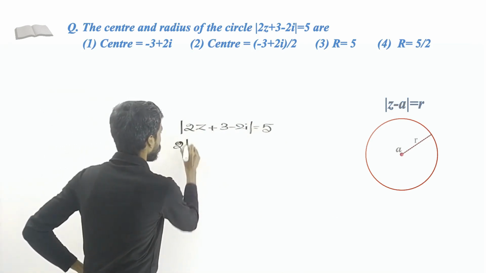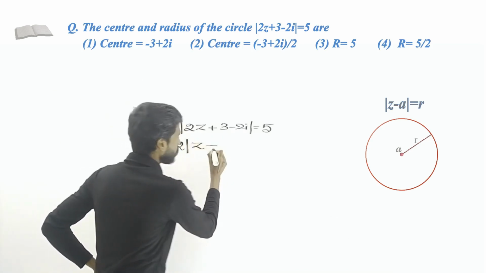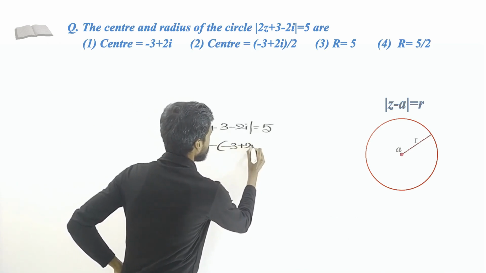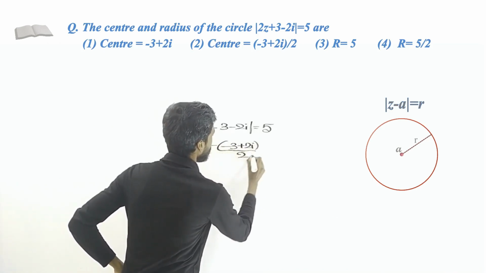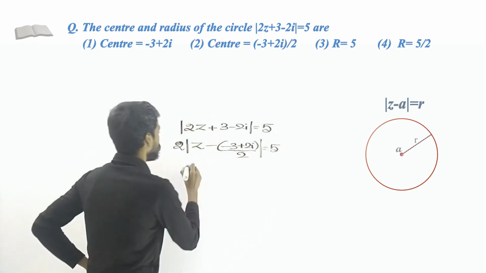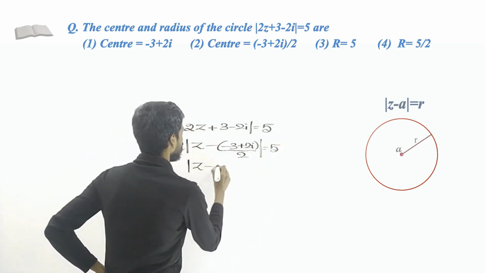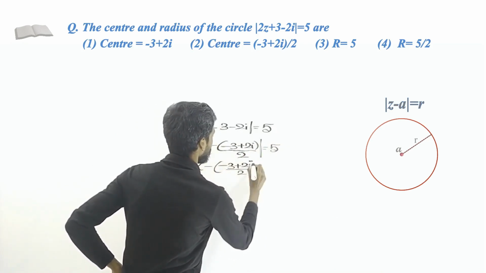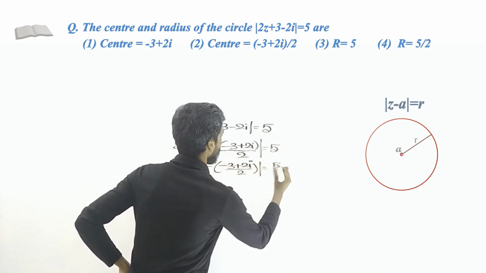So if you take this 2 out, it will become z minus, we need a minus, so we can write it as minus of (minus 3 plus 2i) divided by 2. So that equals 5. Okay, so we can divide by this 2. So we get modulus of z minus (minus 3 plus 2i) divided by 2 equals 5 by 2.